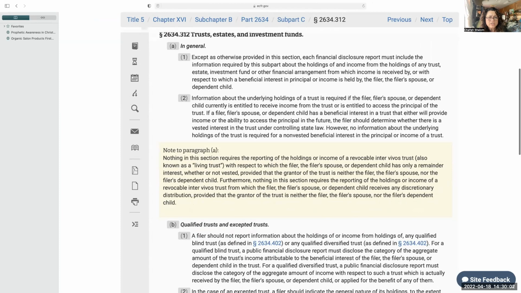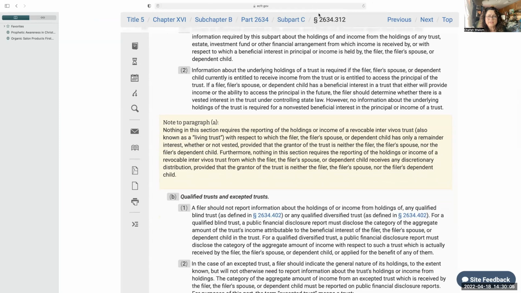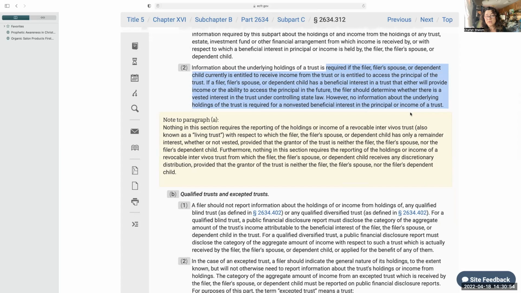All right, so information about the underlying holdings of a trust is required if the filer's spouse or dependent child currently is entitled to receive income from the trust, or is entitled to access the principal of the trust. If a filer's spouse or dependent child has a beneficial interest in a trust that either will provide income or the ability to access the principal in the future, the filer should determine whether there is a vested interest in the trust under controlling state law. However, no information about the underlying holdings of the trust is required for a non-vested beneficial interest in the principal or income of a trust.